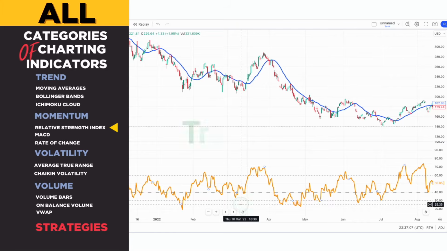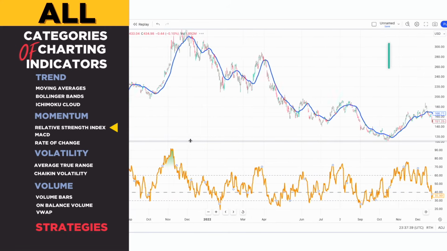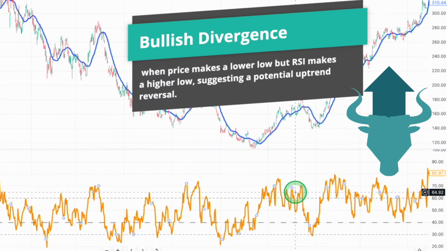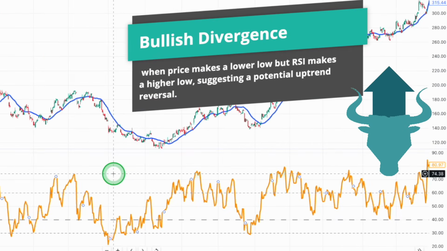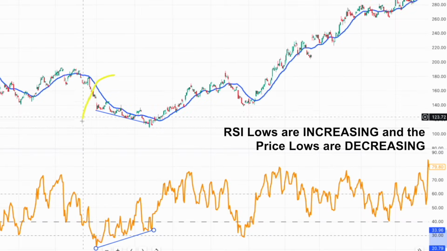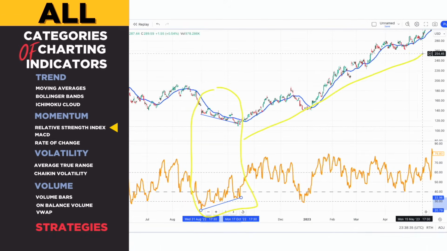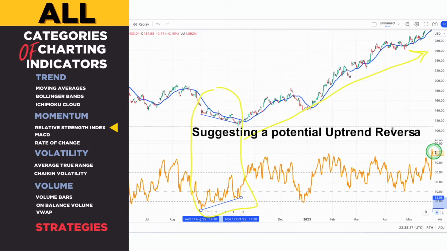If you're using the RSI indicator to look for trend reversals, then that's when you're going to want to first identify the established trend and look for divergences, okay, differences. So a bullish divergence is going to happen when the price is making lower lows, but the indicator is making higher lows. So in this situation, the RSI has a peak low, but that low is increasing, and at the same time the stock has lower lows, so they're moving opposite. So that price is moving down, but that RSI is moving up, so that's suggesting a potential uptrend reversal.